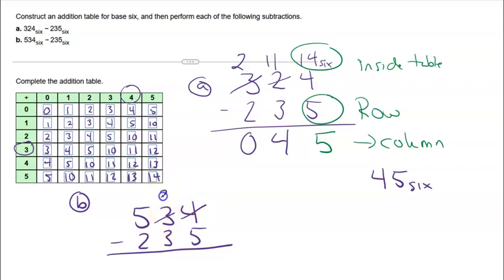That 3 now becomes a 2. So we're really borrowing 6. But 6 doesn't exist in base 6, so we're going to say that's a 1, and we already had a 4 there. So I need to find 1, 4 on my table. Remember, 1, 4 is only in one place, but what I'm doing is I'm looking for 1, 4 in the 5th row.